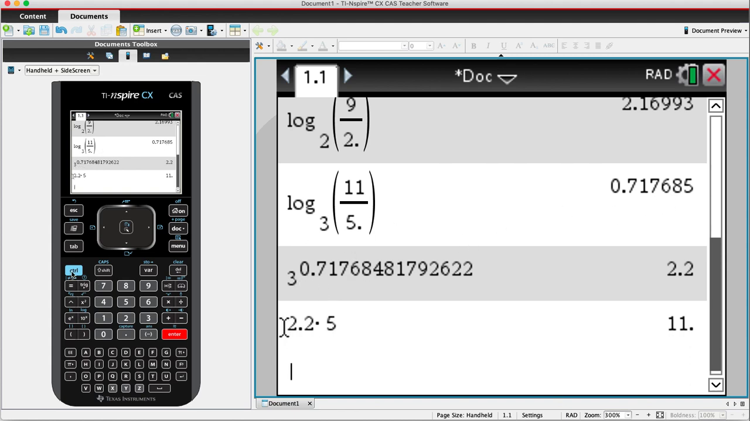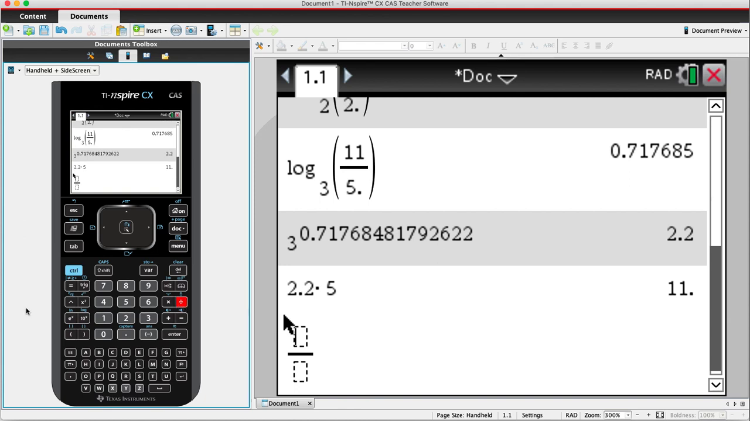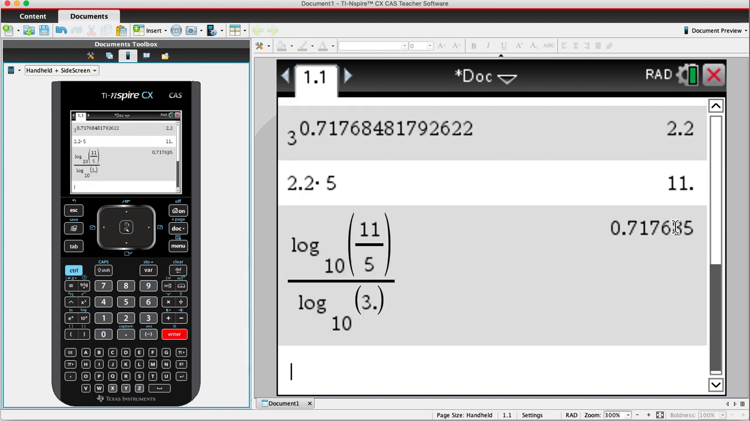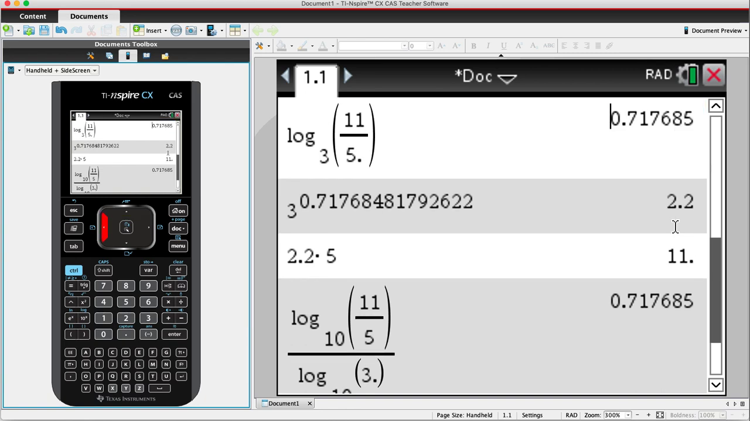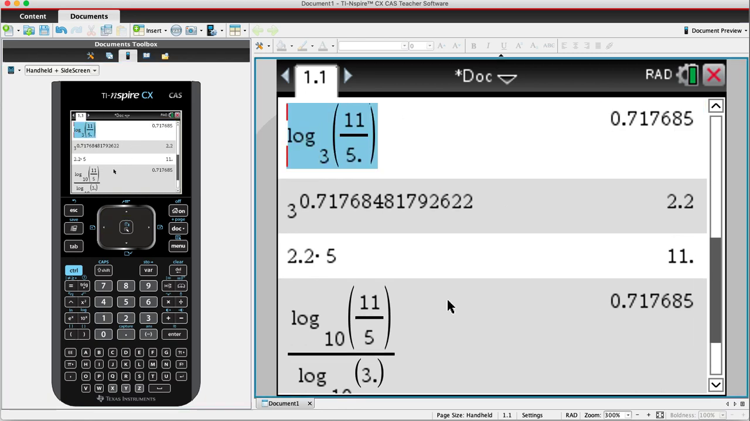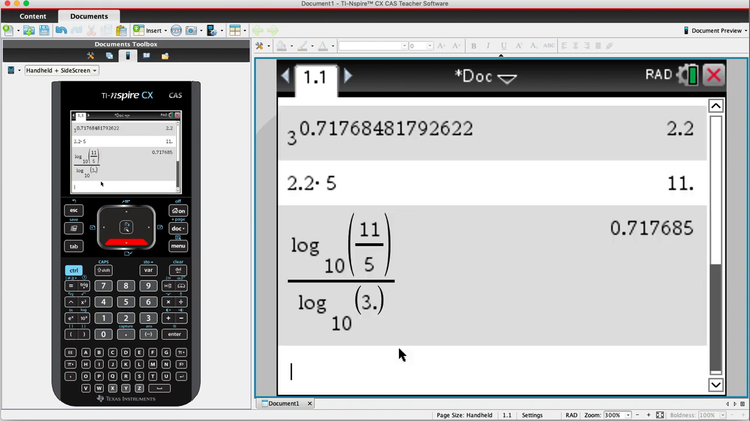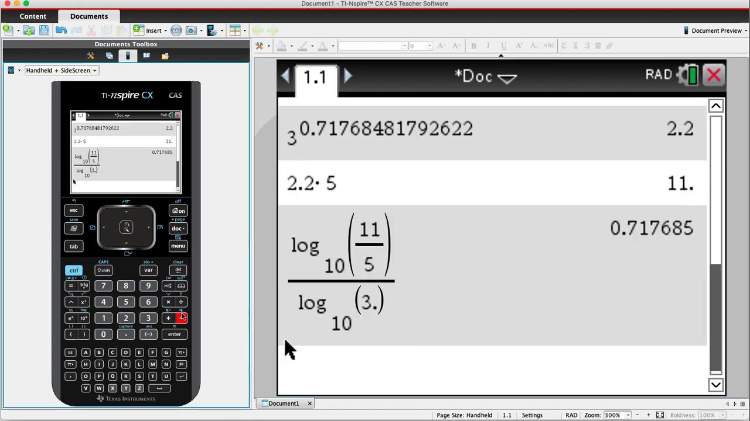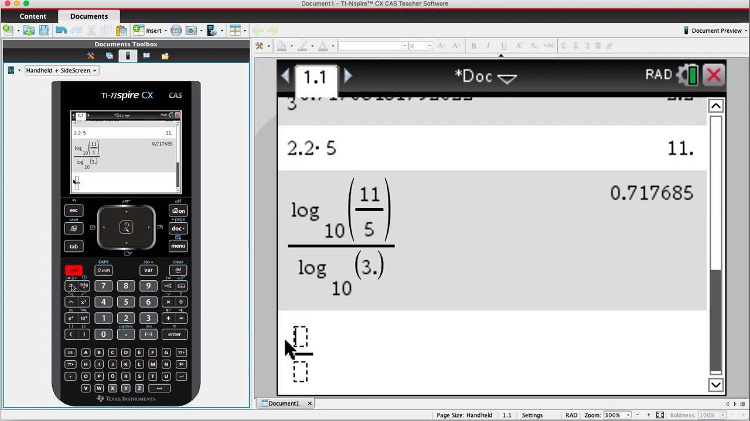Okay, let's take a look at another way to do this. If I set up a fraction, then I can take the common log of 11/5 divided by the common log of 3. And remember that's base 10. So if I approximate that, I again get 0.717, which is what I got when I used the logarithmic form directly with base 3. And lastly, I can do one more logarithm and set it up as a fraction. The natural logarithm of 11/5 divided by the natural logarithm of 3.